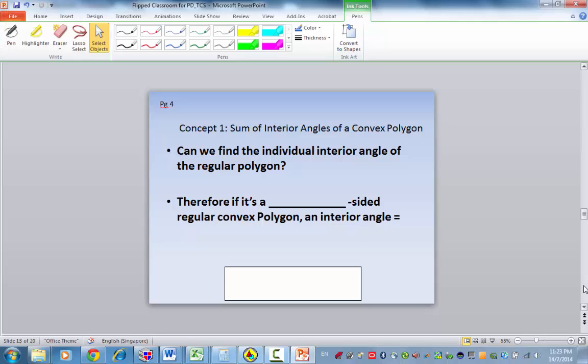Therefore, if it's a 20-sided regular convex polygon, an interior angle will be simply the sum of all the interior angles divided by the number of sides. Hence, in general, for any n-sided polygon will be sum of all the interior angles divided by the number of sides.